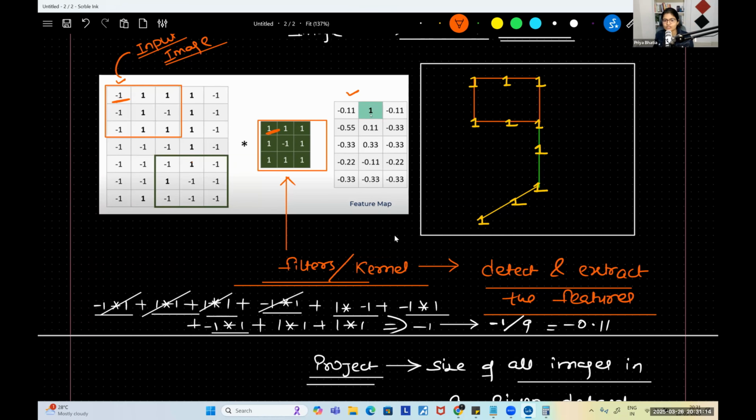Then you put the addition symbol and do the same task again: 1 into 1, plus 1 into 1, plus minus 1 into 1, plus 1 into minus 1, plus minus 1 into 1, plus minus 1 into 1, plus 1 into 1, plus 1 into 1. Whatever value you get, which is minus 1, is the answer. Now you normalize this value with the total number of filter values, which is 9 in this case. So minus 1 by 9, which is 0.11.